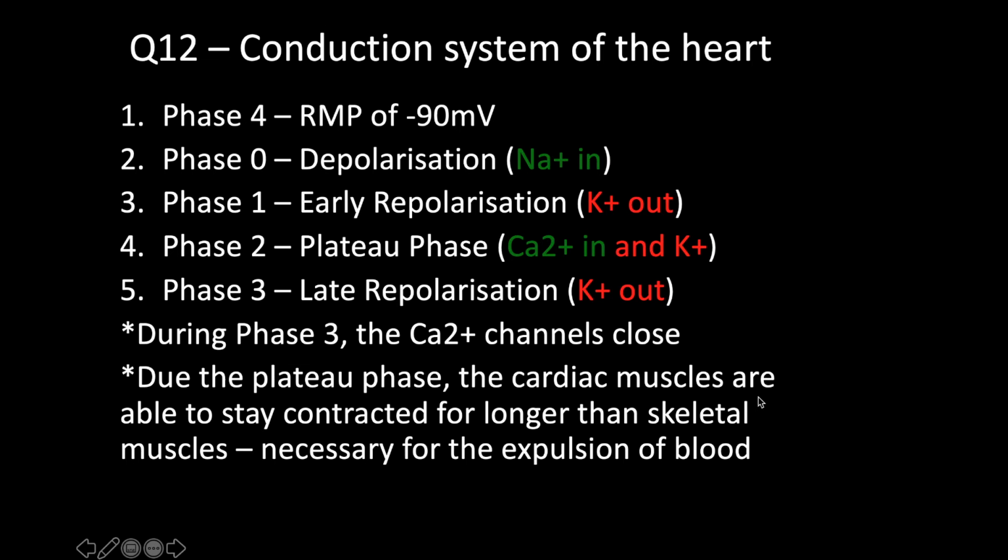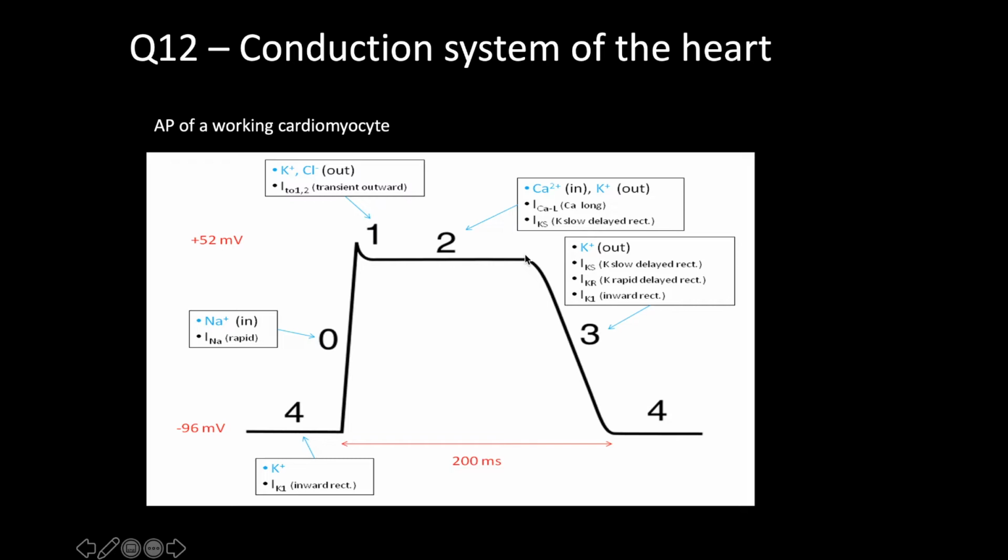Because you have this long 200 millisecond phase of calcium ions flowing in, the cardiac muscle is able to stay contracted. Again, we're talking about a contractile cardiomyocyte, not a pacemaker cell. So it has within it myofibrils and sarcomeres that are able to contract, because these cells have contractility.